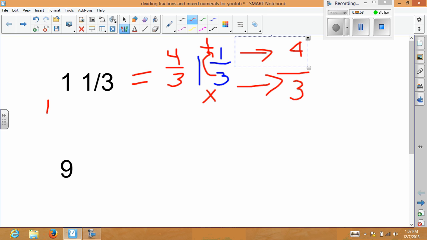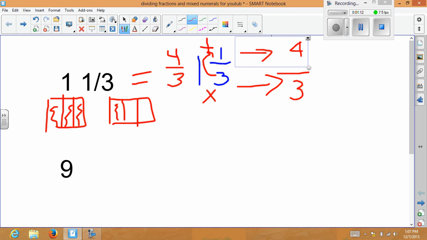And the reason for that is if I were to draw this out and divide each of these into this. So here's 1, 2, 3, 4 pieces that are all 1/3 in size. So that's why 1 and 1/3 is equal to 4/3.